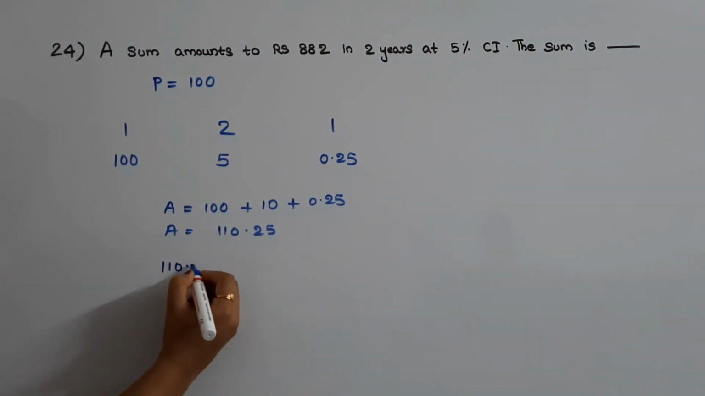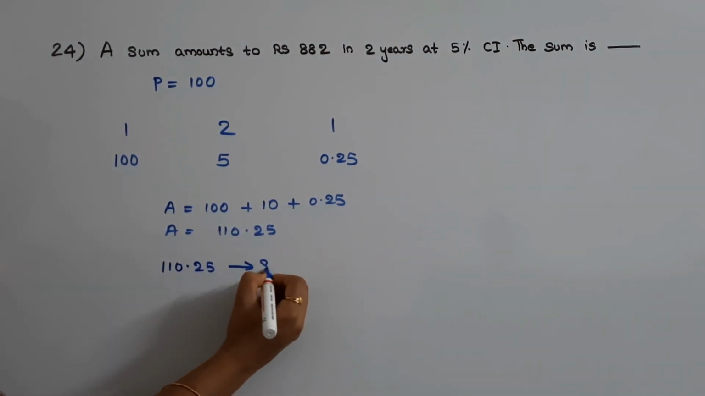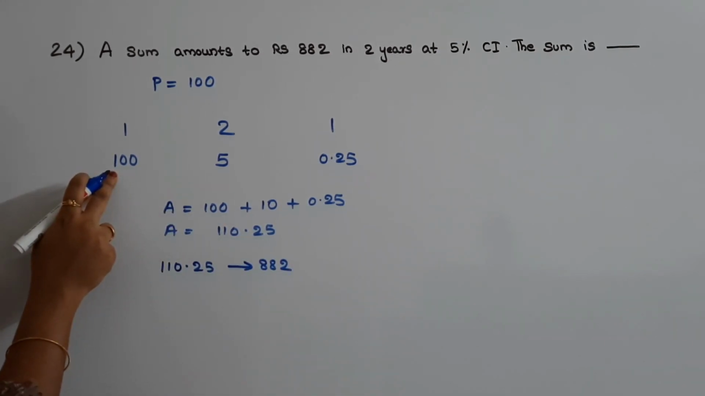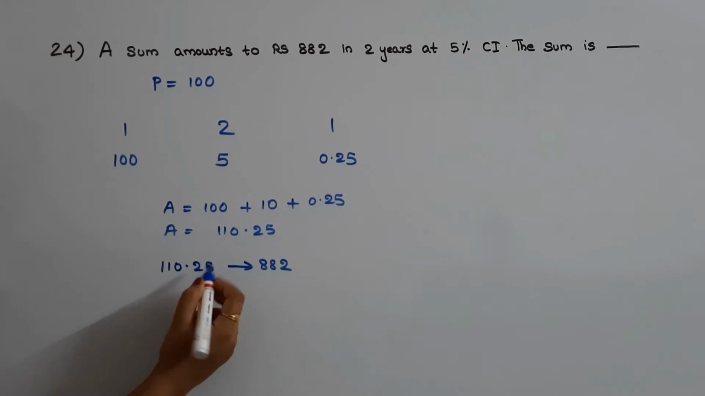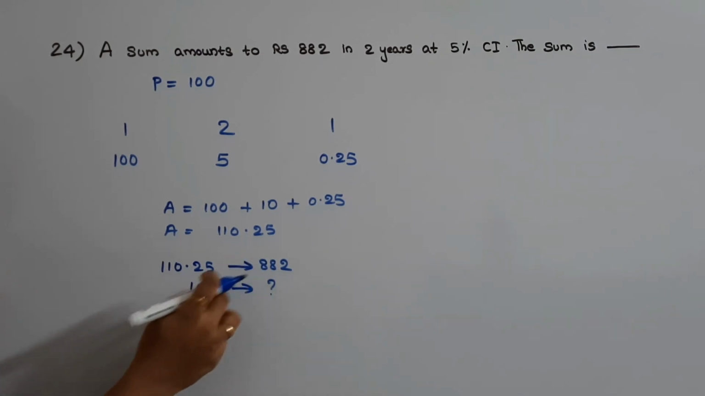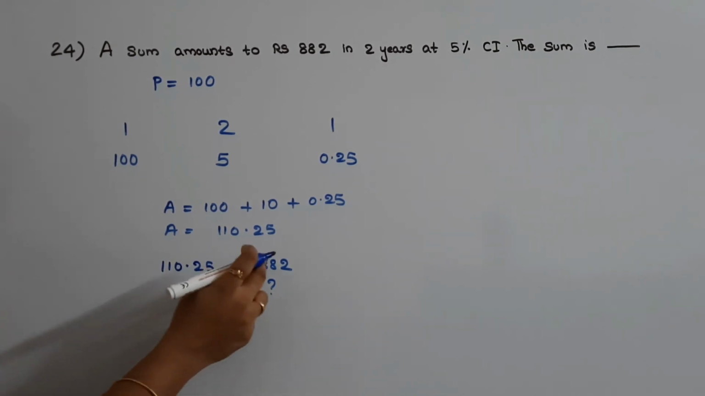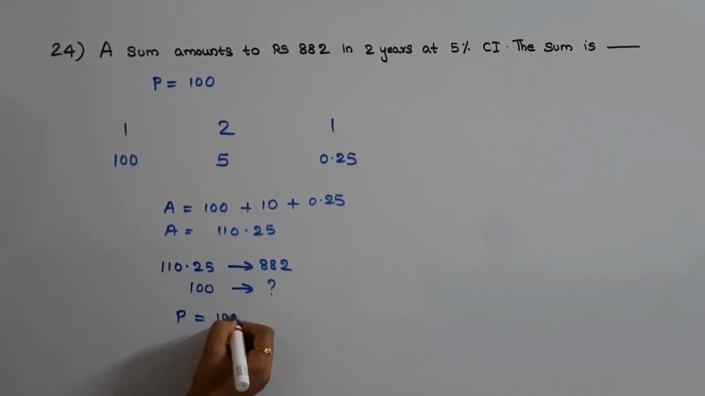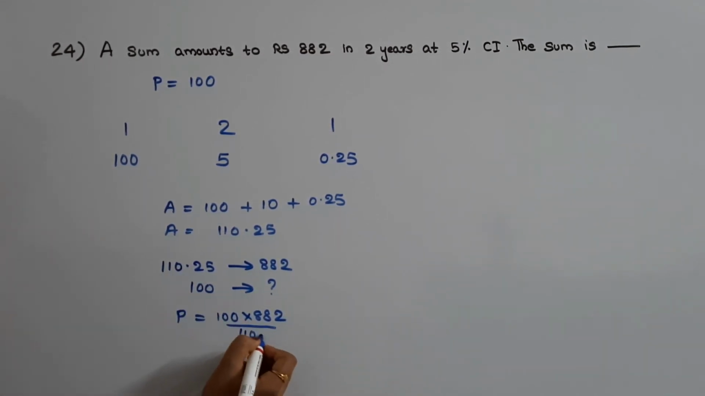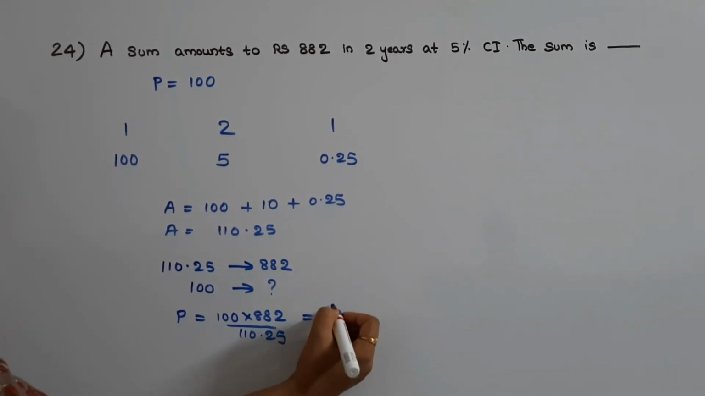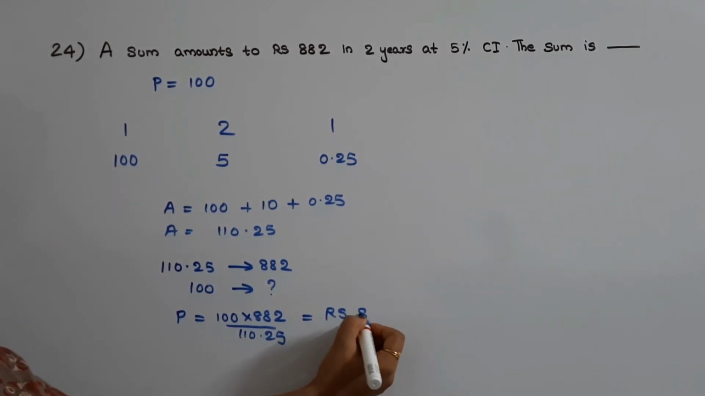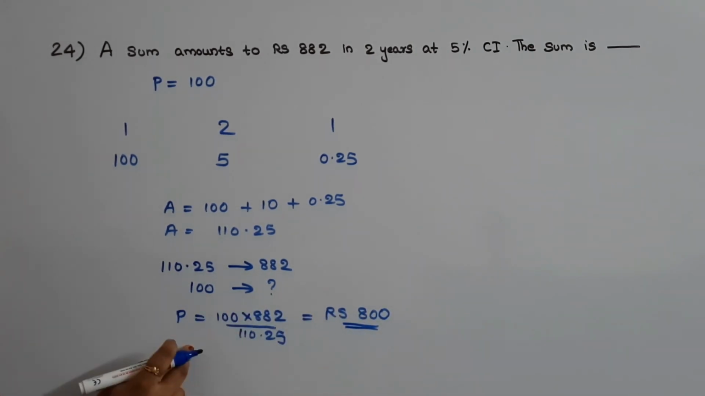Now this amount is written as 882 in the question. So 110.25 is written as 882. Then how can we write the principal? Principal here it is 100. So if this can be represented as this, 100 can be represented as what value? On solving this, you will get the value of the principal. Hence principal will be equal to, on cross multiplying, 100 into 882 divided by 110.25. On solving this, you will get the answer as rupees 800. Hence the principal amount will be equal to 800.